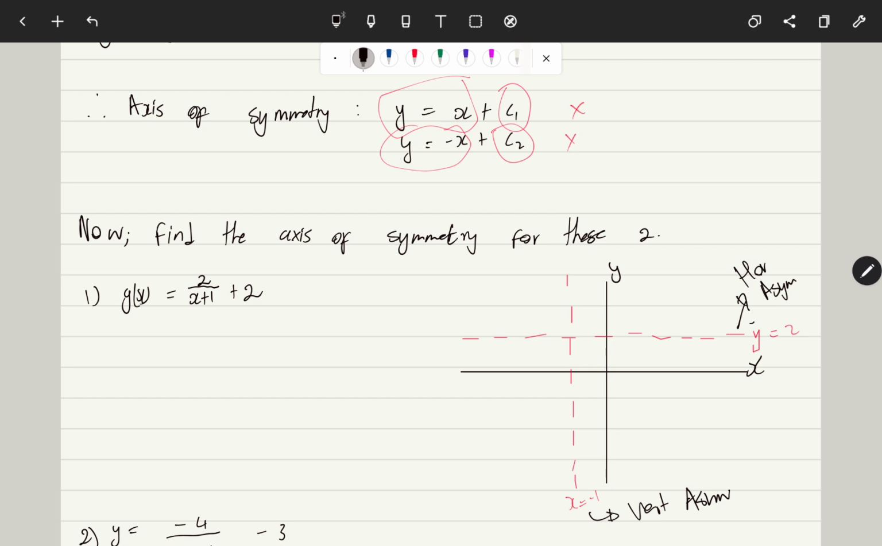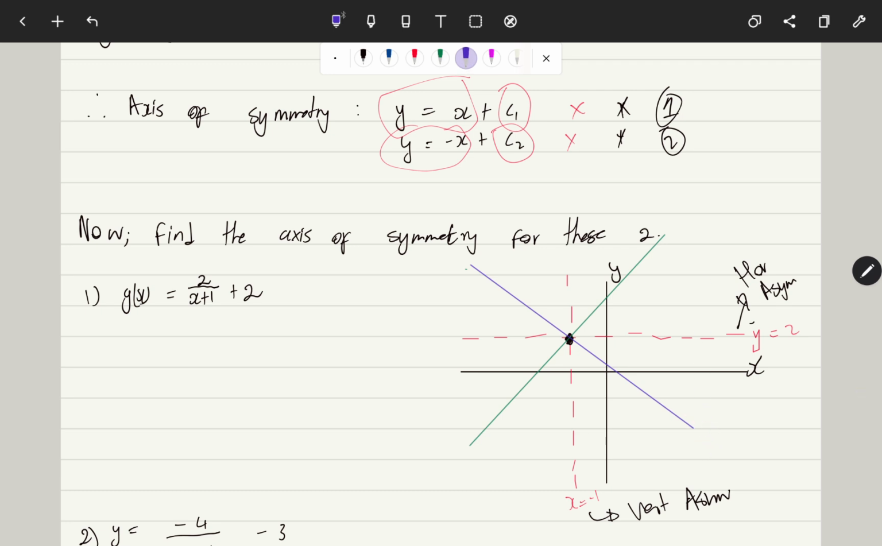Right, so these two lines, let me just say line number 1 and line number 2. Both of them are going to intersect here, and it's going to look something like this: one with a positive gradient, and one with a negative gradient. So this is how our lines are going to look.